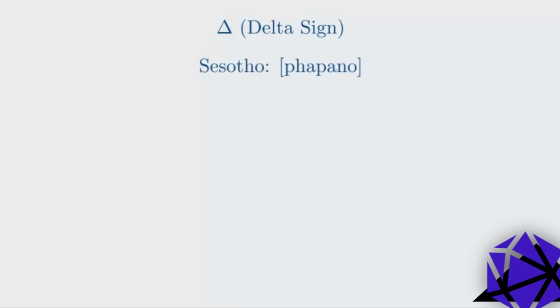The delta symbol represents change or difference. This is the Greek letter delta. In math and science, it's often used to show how much a quantity has changed. In Sesotho, we say papano. In Sepedi, we say papano. And in Zulu, we say umeluko.